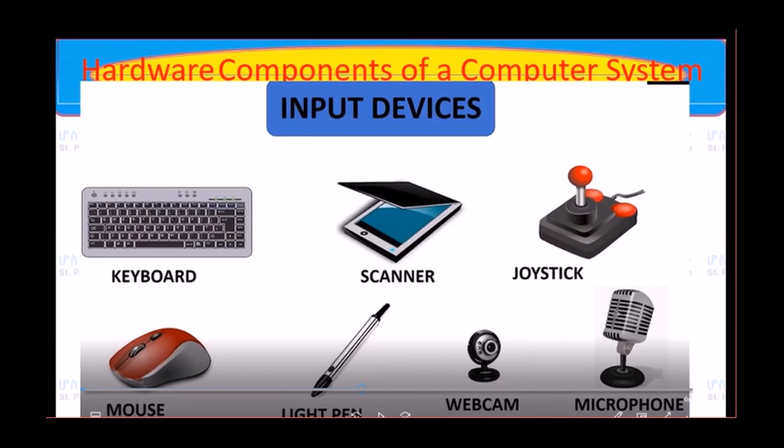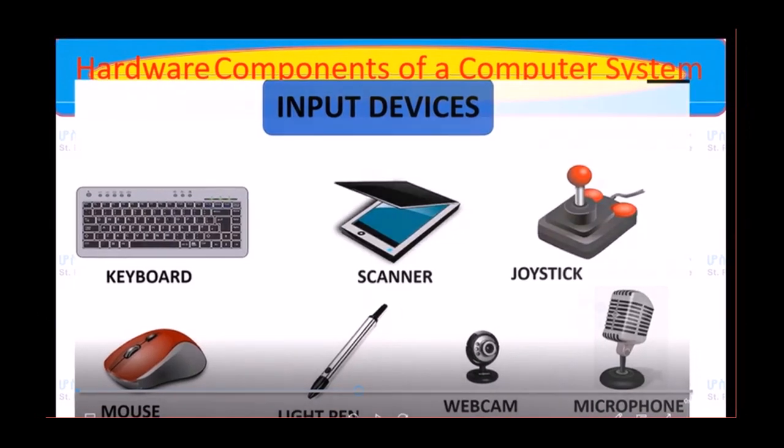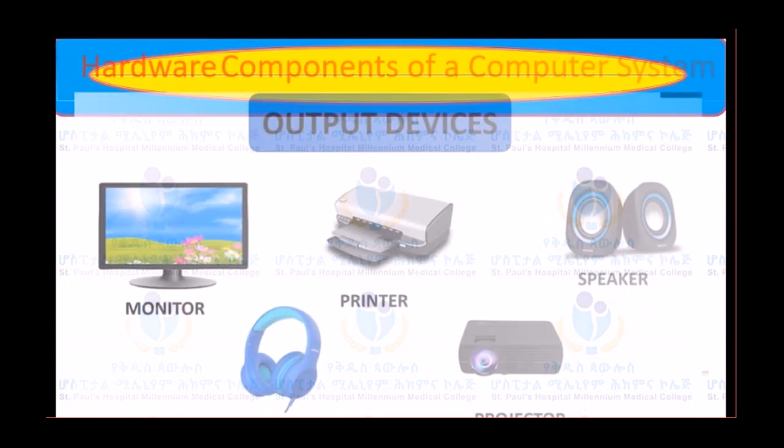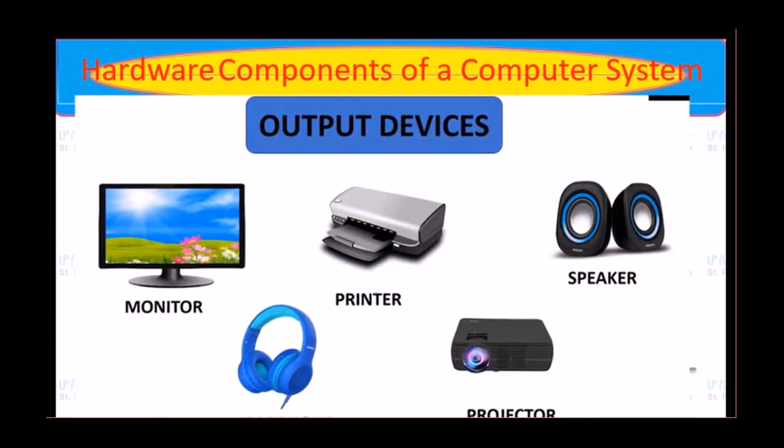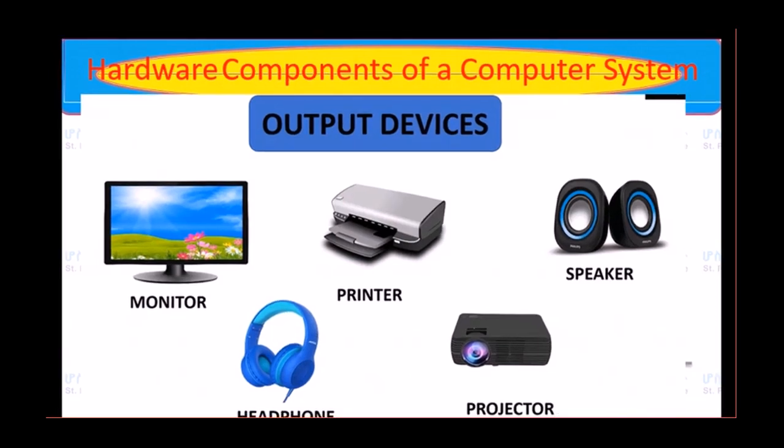And the other is output devices. Output devices are those through which data or information that has been processed inside the computer is converted from machine-understandable form to human-understandable form, to visualize or output data from the computer. There are many output devices like monitor, printer, headphone, projector, and speakers.